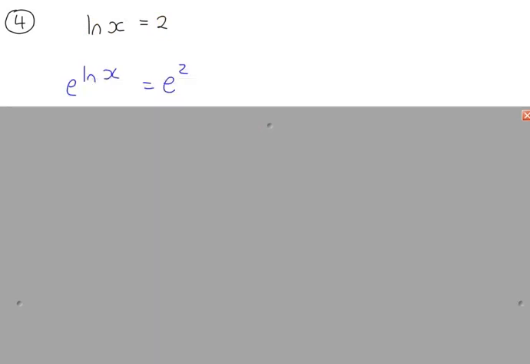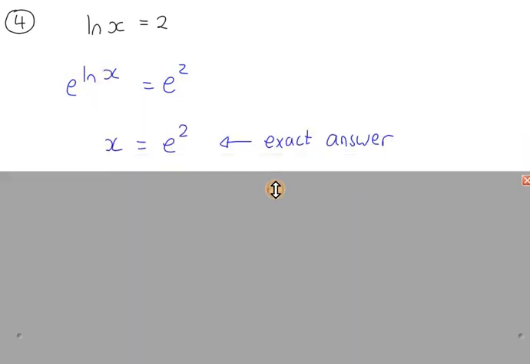To work out x, we need to get rid of the log. If it was e to the power of ln x, then the e and the ln would cancel, but we need to do e to the power of on both sides. What you do to one side of the equation, you do to the other. And the e and the ln cancel, function and inverse, so x is equal to e squared. That's the exact answer.